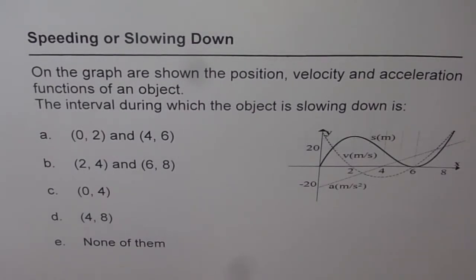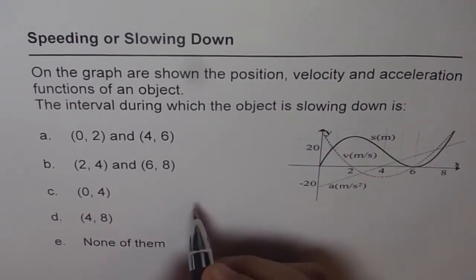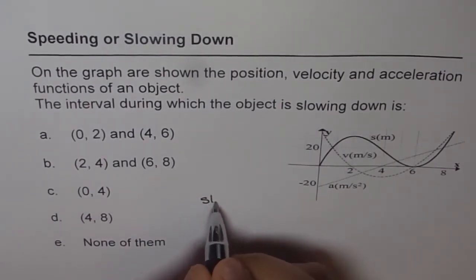Now think about it, answer the question, pause the video, and then look into my suggestions. Here are my suggestions. You need to answer one critical question. When is the object speeding or when is the object slowing down? That is the question which you need to answer, and then you can figure out the solution. Now since we are concentrating on slowing down, let's write down when the object is slowing down.